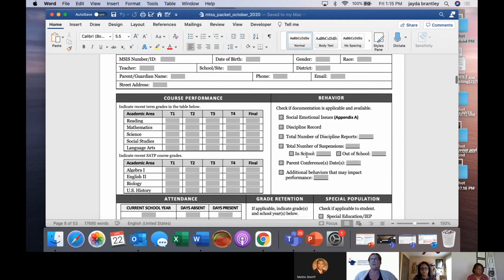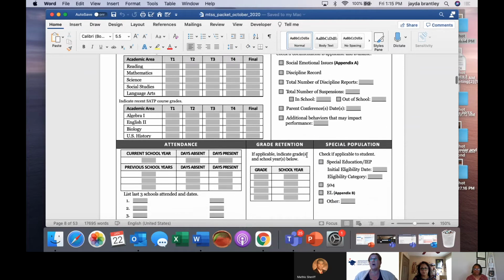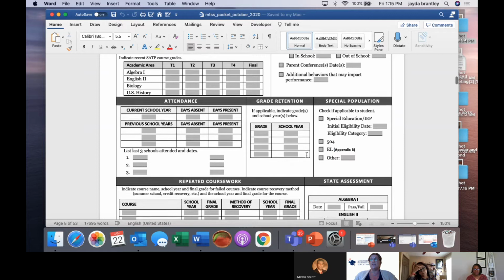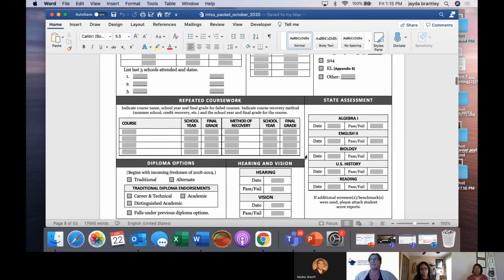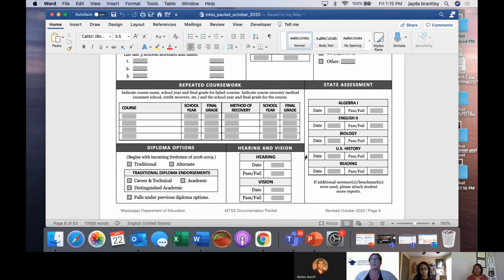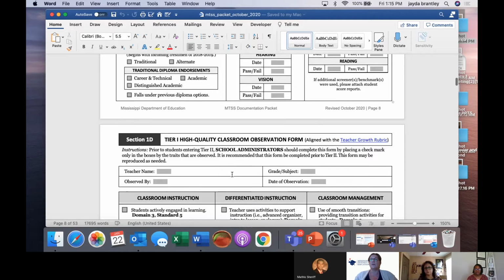Okay, the 912 profile sheet is much similar, only it does contain information about state testing. So you'll see that it has an area to put your required state test. It also has an area to put information about repeated courses, because it's not necessarily a retention for the year, but it may be a course that has to be repeated. And that information is good to have about their diploma option as well, so we know which track they're on when we're looking at that.